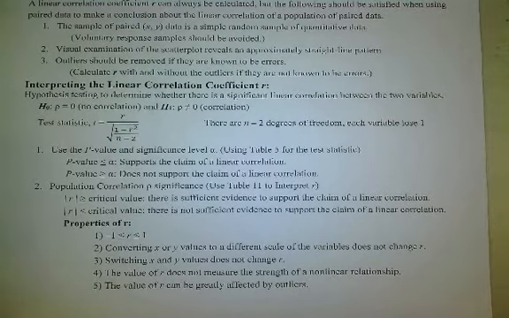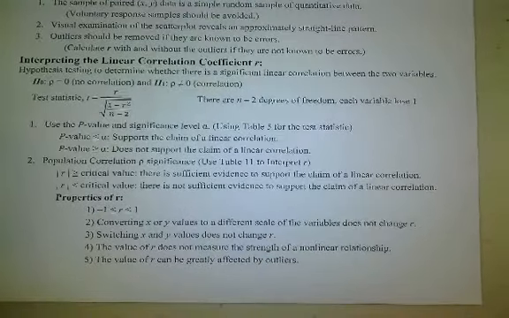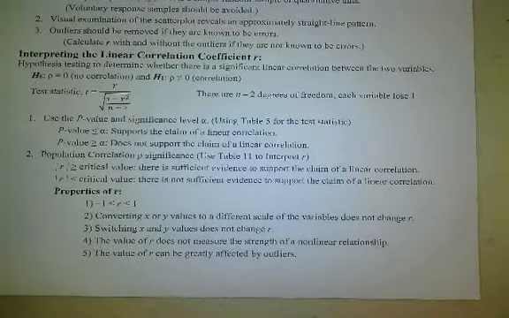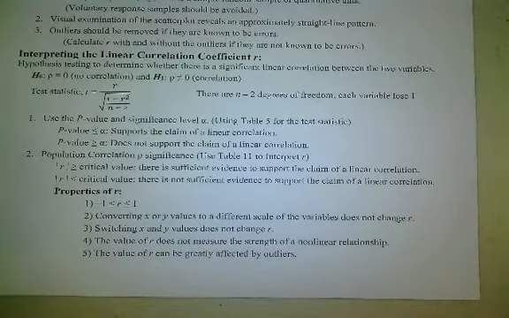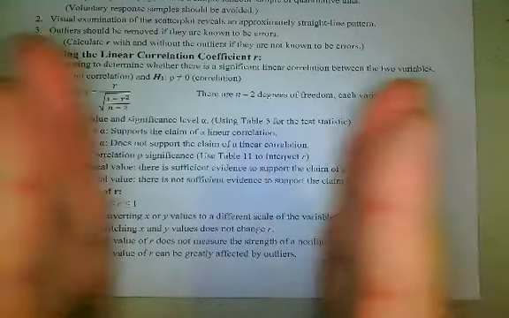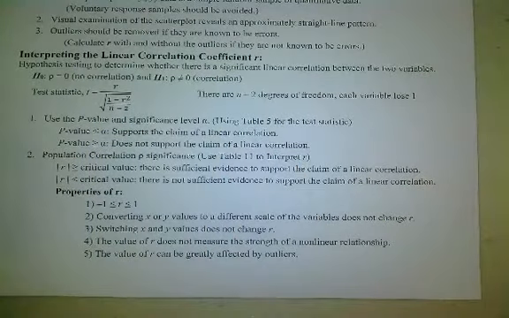We can also use a new table, table 11, to interpret R, to find the correlation rho significance, and basically we find the critical value. Note the critical value is always based on alpha. If the absolute value of R is greater than the critical value, there is sufficient evidence to support the claim. So if it's greater, that means it's further out, more extreme than what the critical value is. On the other hand, if it's less, then it's closer in, and therefore there would not be sufficient evidence to support the claim.